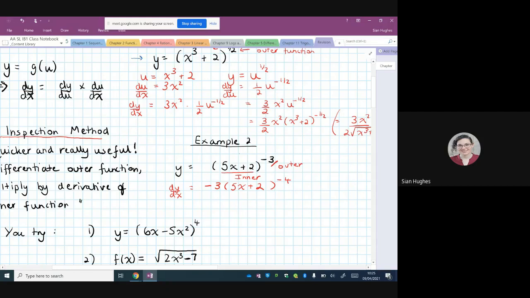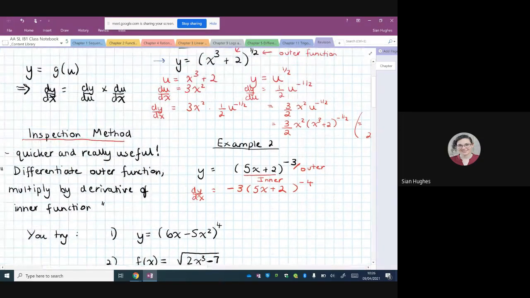So it's almost like in my head, I'm imagining this 5x plus 2 is just an x. So I'm kind of pretending like it's just an x for a minute. But I write it down as the 5x plus 2. Once I've done that, and the key here is you write that down, you don't do it in your head, you write it down. Once you've done it, then you look at your inner function. So now I pay attention to 5x plus 2, and I want its derivative.